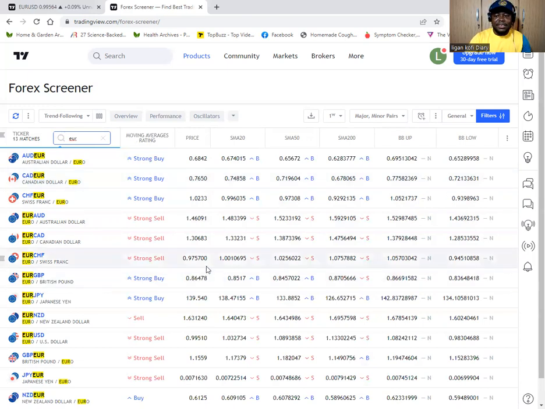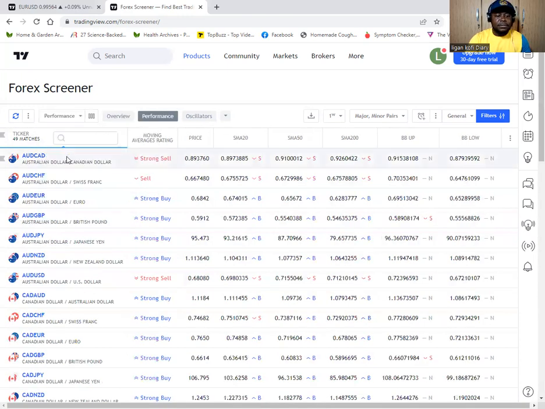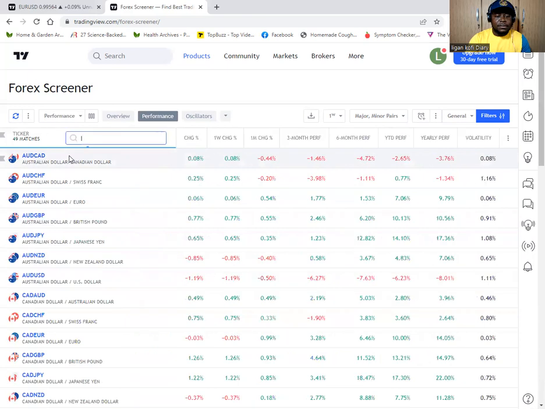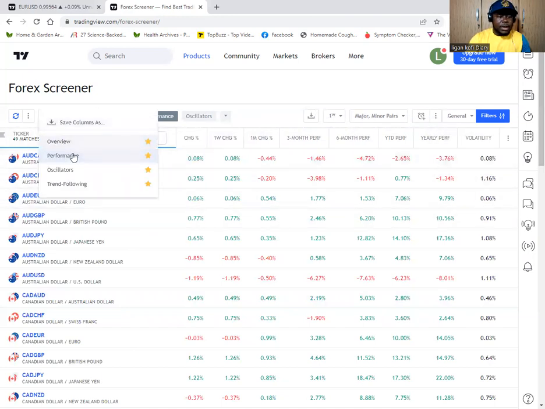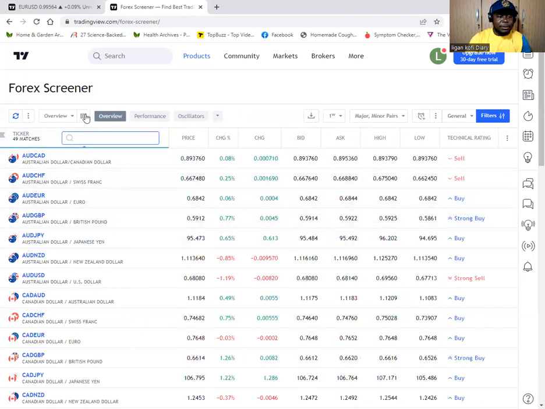This is also very helpful to some traders. I don't know how you may use it. So this is the screening. Now, apart from the trend following, let's go to the performance and see. The performance is also here, but it's often not that important. Let's go to the overview. This is the overview, which is not important.